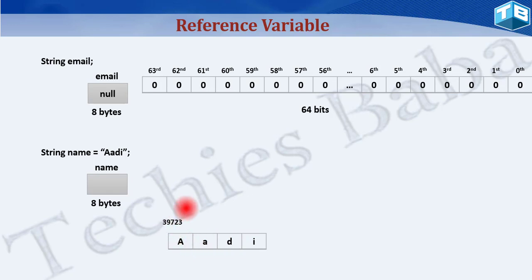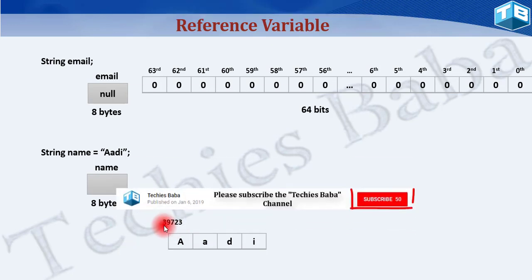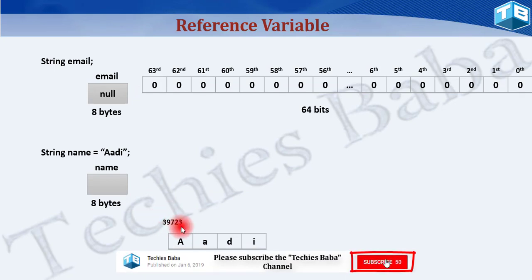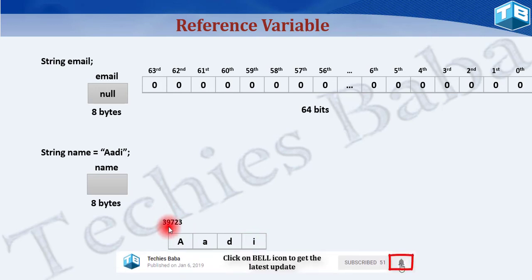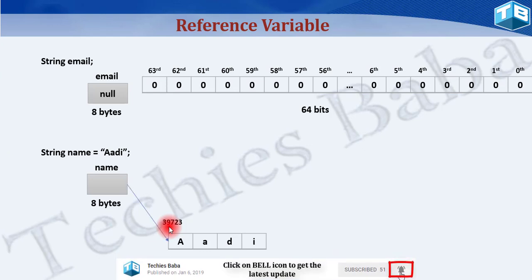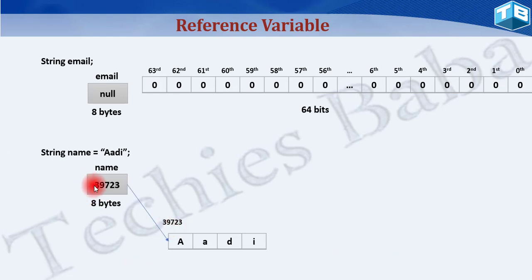So let's say somewhere else the data is stored, and that memory location is 39723. Now assume that location 39723 is where your data Adi is stored. Now that address will be stored inside your name variable. This is the concept of reference. So primitive stores the actual value, whereas the reference stores the address of the object.